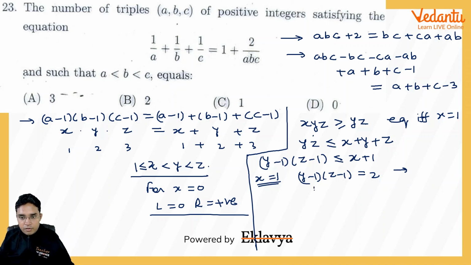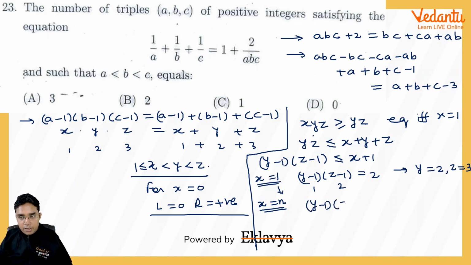This y minus 1 will be 1, z minus 1 will be 2. So y will be equal to 2 and z will be equal to 3. Now if I take x to be some number, let us say n, that means there will be strict inequation, and I have increased the values by n minus 1. I have increased the value by n minus 1.